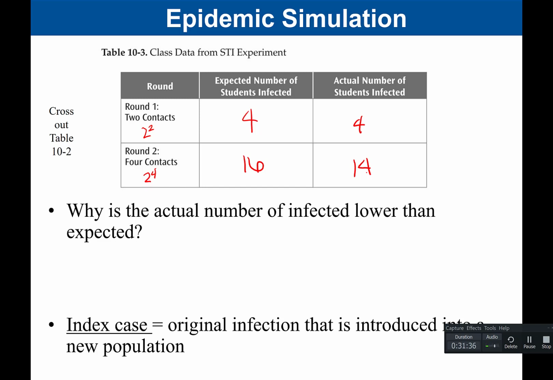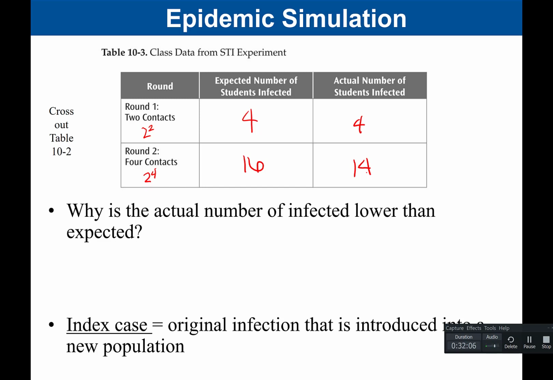So now I want you to think about, why is the actual number of infected lower than expected? Why do we get less than the number of people that is expected? Well, if you want to think about this some more, go ahead and pause it until you're ready to hear the answer, because it's always a good idea to think about this first before you listen to the answer. But when you're ready, push play.